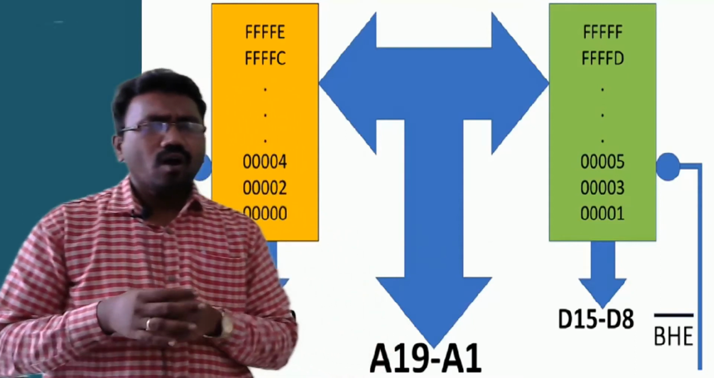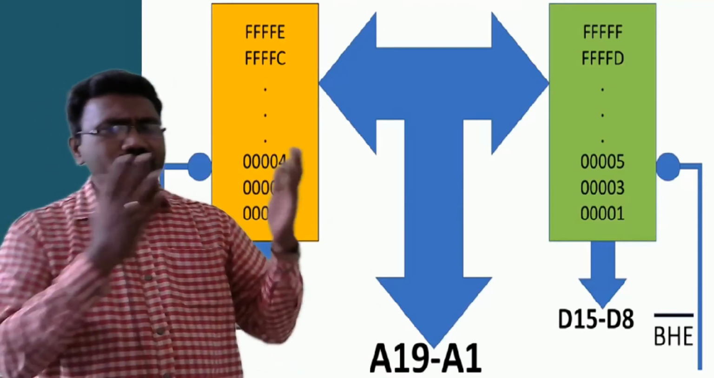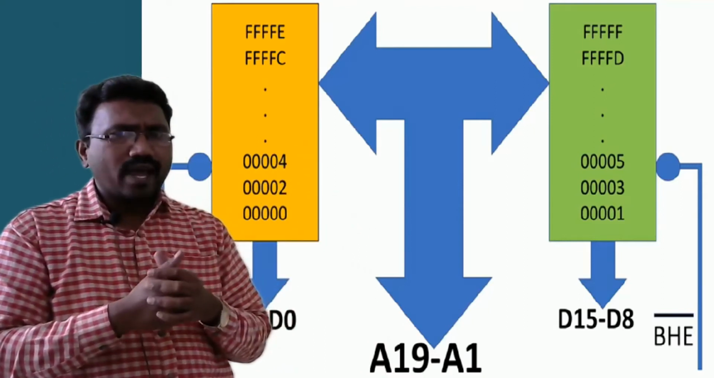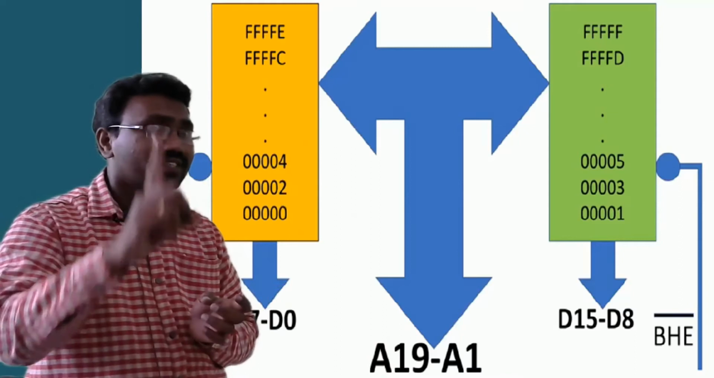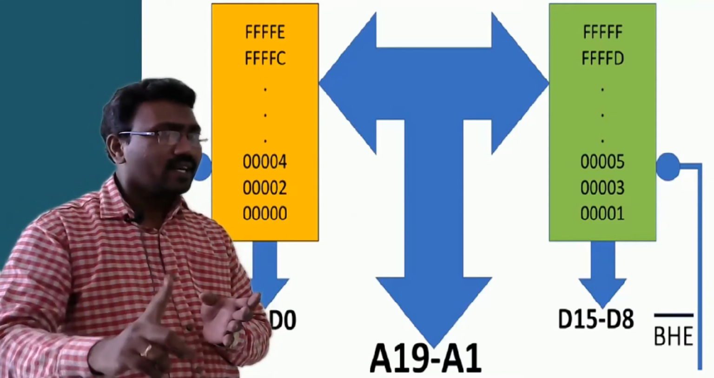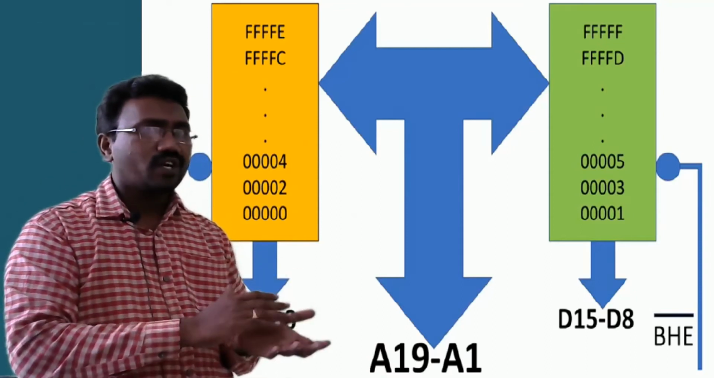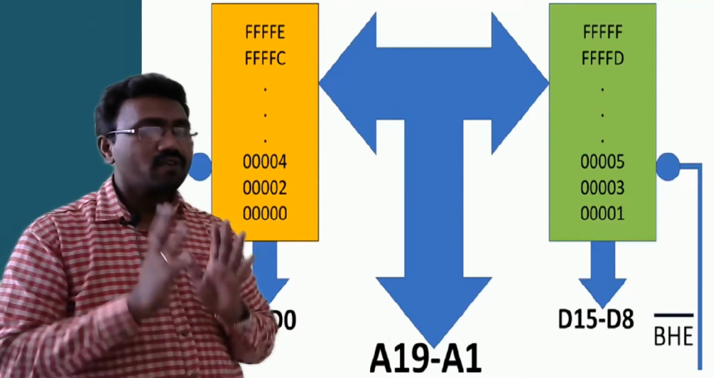If there is no memory banking, suppose you maintain the entire memory in a single chip, and you want to access 64 bits, it requires 8 clock cycles, 8 memory cycles. If you maintain memory banking, in a single clock cycle the entire 64-bit data can move between the processor and main memory. That is the need of banking.